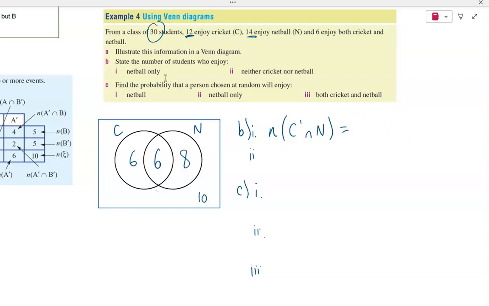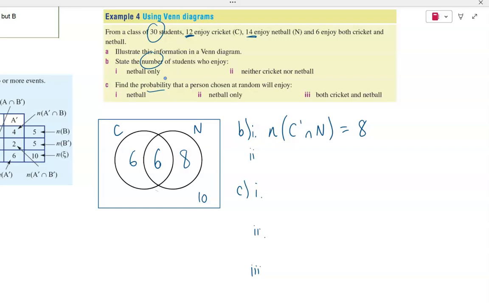I was showing you the probability. It's the number. So here I'm just putting the number. It's 8. All right. What is the number of people that like netball only? Here, when I ask for a number, just give a number, not a fraction.